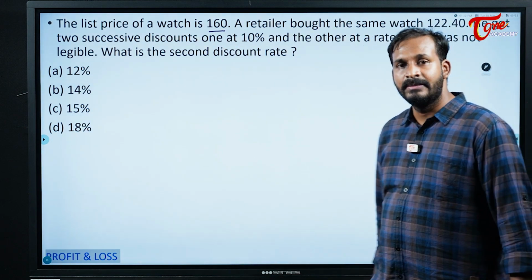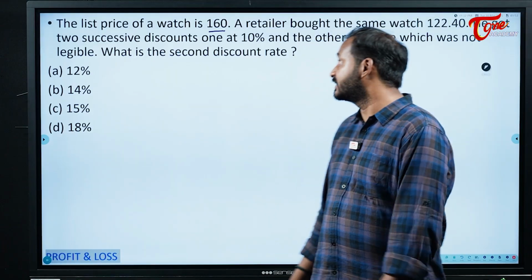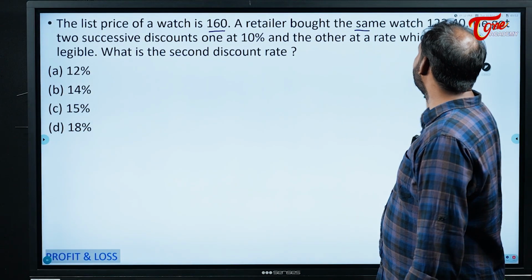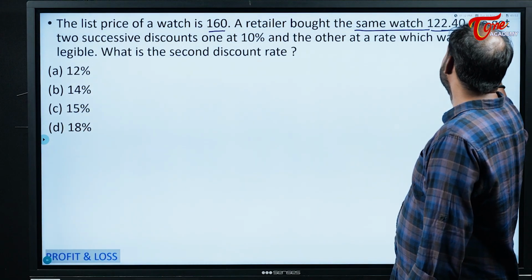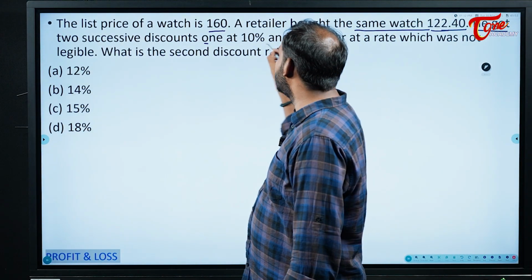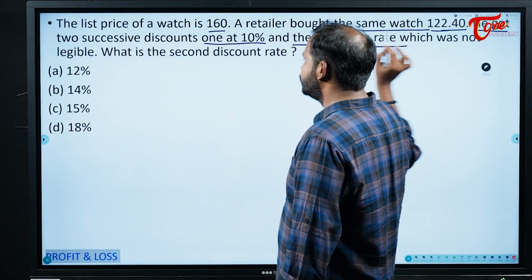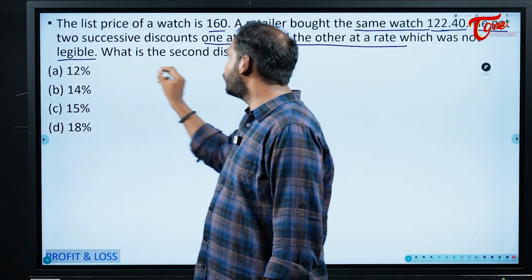List price means market price. A retailer bought the same watch for 122.50 rupees. He got two successive discounts, one at 10%, the other at a rate which is not legible. What is the second discount?